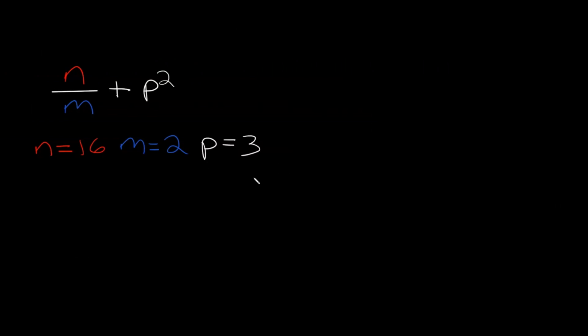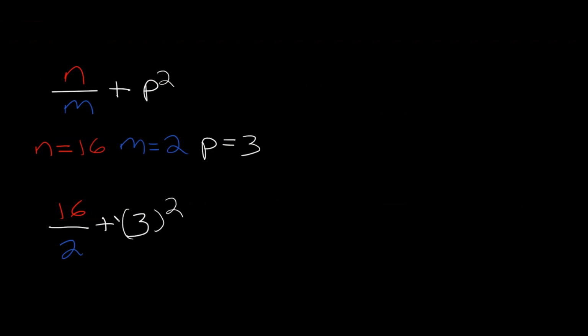We can look at one more example, and here I've already written the expression and the values of the variables. So here the expression is n divided by m, and then all of that added to p squared. And in this example, n is equal to 16, m is equal to 2, and then p is equal to 3. So we're going to go ahead and substitute these values in for the variables. So we will have 16 divided by 2, and then plus 3 squared.